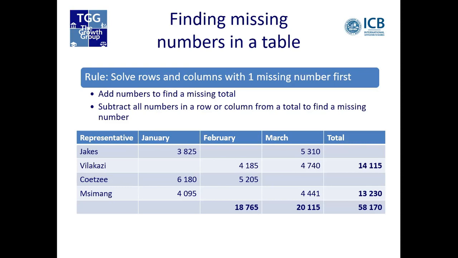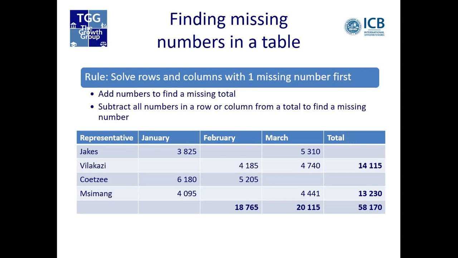So in the table that we have here, we have 4 sales representatives, with their commission figures for January, February, and March, and then the total for the entire quarter, and then also the total for the different months if you add the reps' commission together. But there's missing information, and now we have to complete the table.